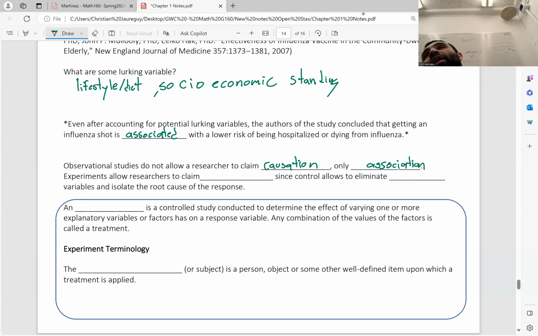So I've mentioned before that observational studies are not as good as experiments. But when you look at the news or look at some post by some social media outlets or media outlets, they're not going to say, hey, it was an observational study, or hey, this was an experiment. So be careful with what I'm saying here. They're just going to assume or act as though everything is an experiment. Because experiments allow researchers to claim causation, since control allows us to eliminate lurking variables.